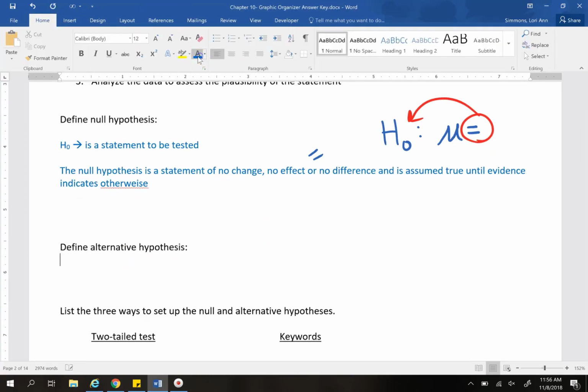And then the alternative hypothesis is denoted as H sub 1, or sometimes it is denoted as H sub a. I believe our book uses the H sub 1, but just so you're aware, it is written like this as well. This is a statement that we are trying to find evidence to support.